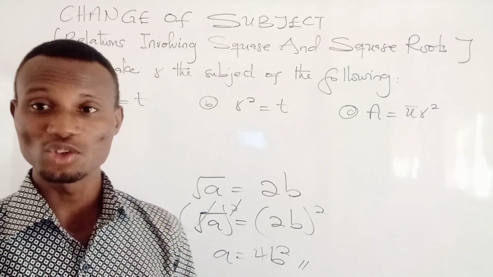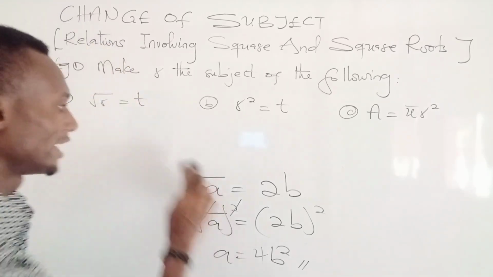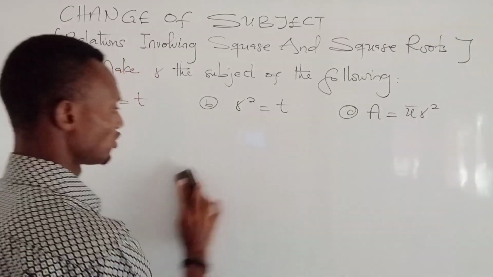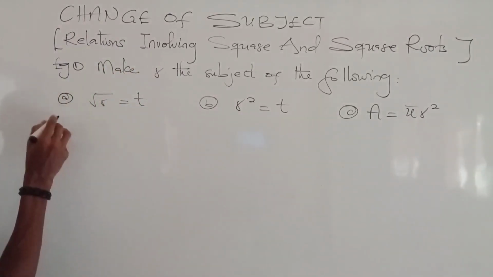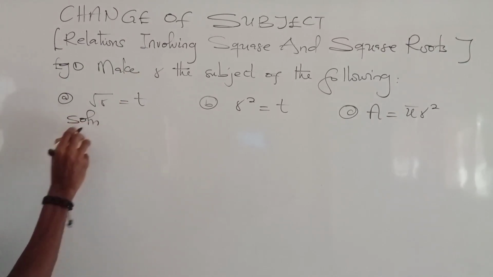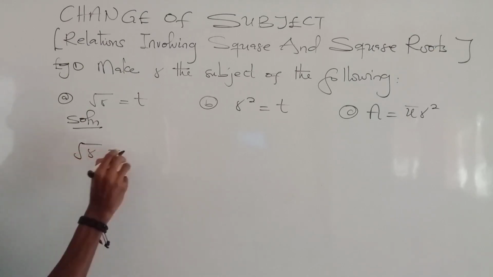Okay, so let's go ahead and handle the question that I have on the board. So I'm going to click this one from here so that we can do it. Okay, so we have to make R the subject from this. So let me write down my solution. Okay, and let me repeat the question. So I have square root of R equals to T.